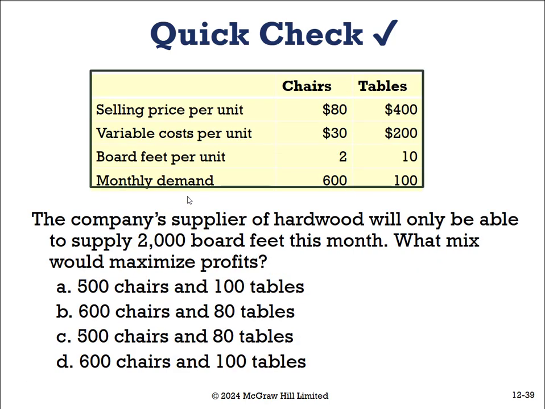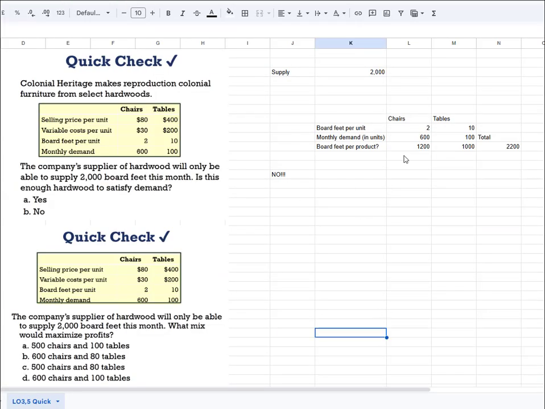All right, so now that we understand that we have a constraint, the company's supplier of hardwood is only able to do 2,000. So what maximizes the profits? Well, we have to make sure we make the most profitable one first, and then the remainder of the second most profitable one. Is it going to be A, B, C, or D? Consider pausing the video and giving it an attempt. And when you unpause, I will see you in Excel and we will do this one together. All right, so let's do this one together.